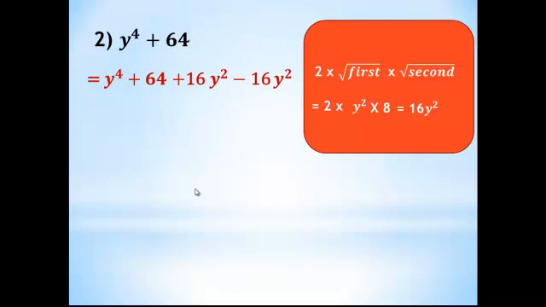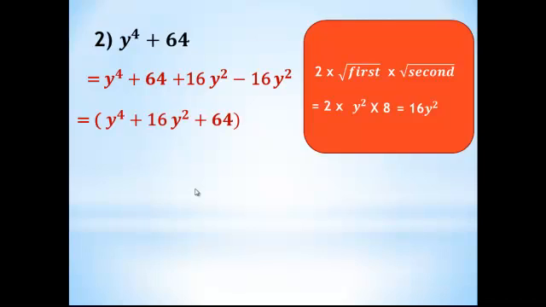Y power 4 plus 64. 2 by root first by root second: 2 by y power 2, the root of 64 is 8, so 2 by 8 equals 16y power 2. Y power 4 plus 64 stays the same, and add and subtract 16y power 2.